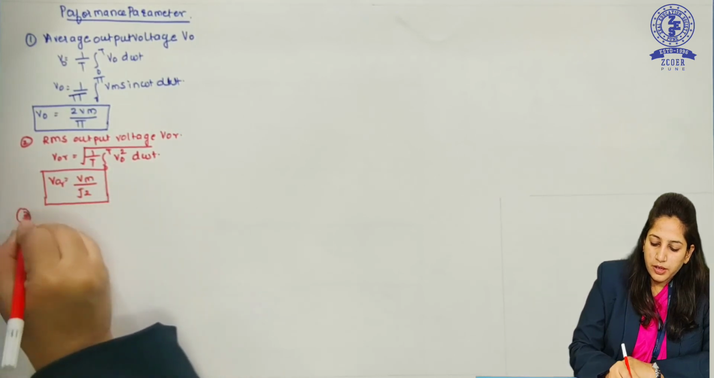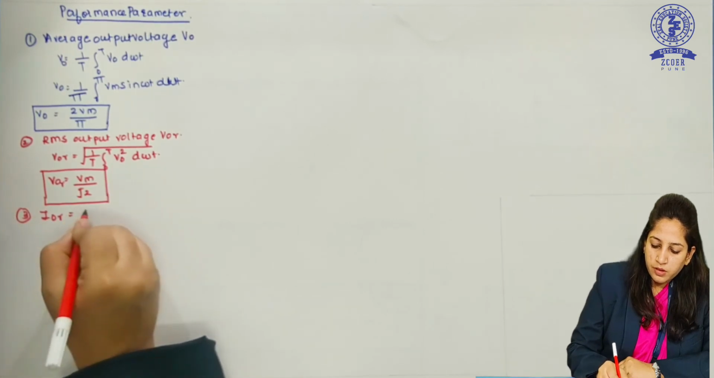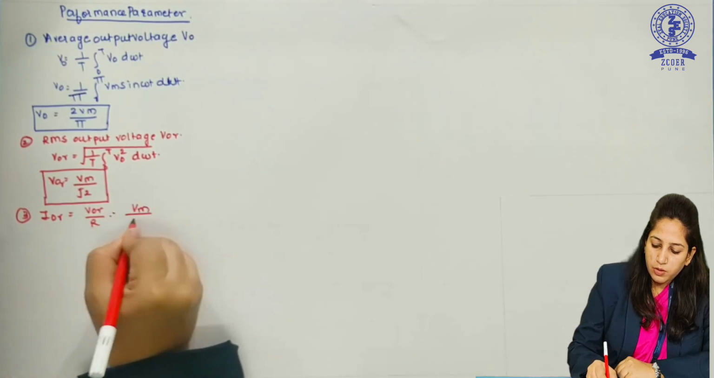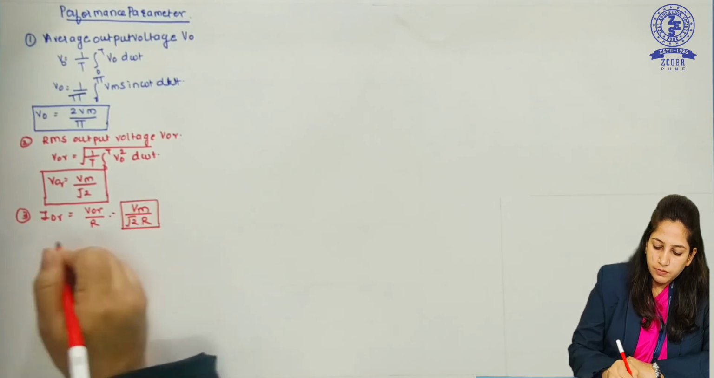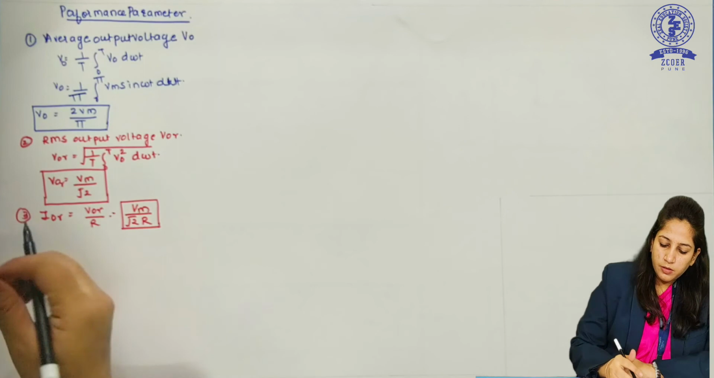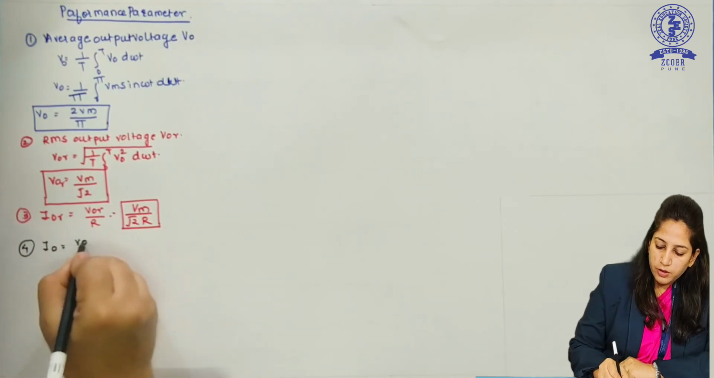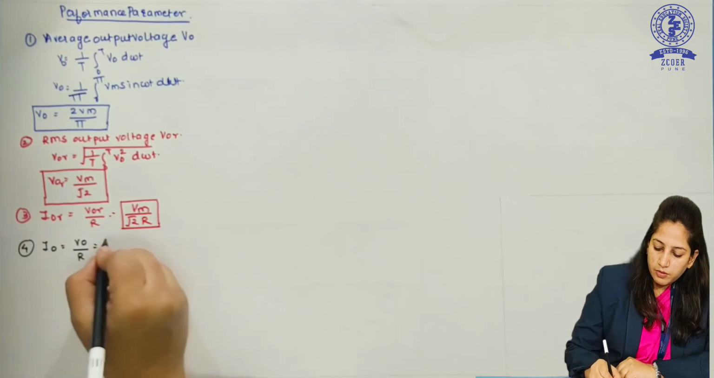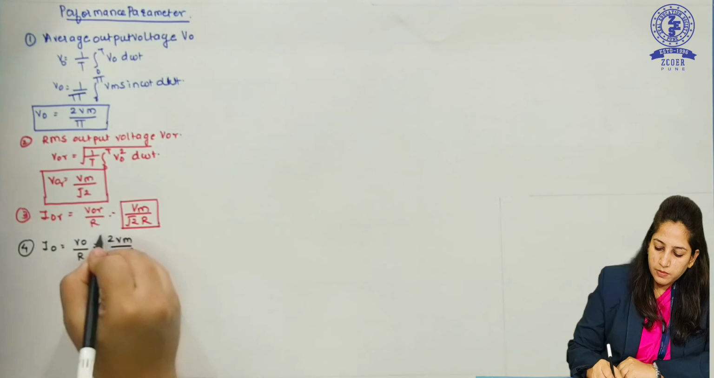Now the RMS output current IOR will be equal to VOR upon R, which will be Vm upon root 2 into R. Then the fourth point, average output current, it will be average output voltage upon R, that will be equal to 2 Vm upon pi into R.